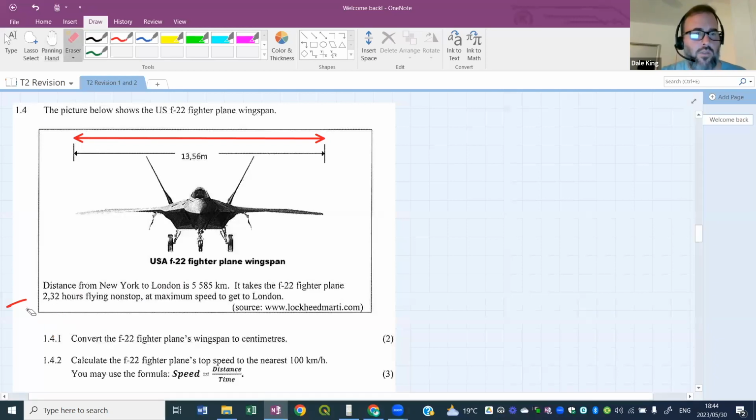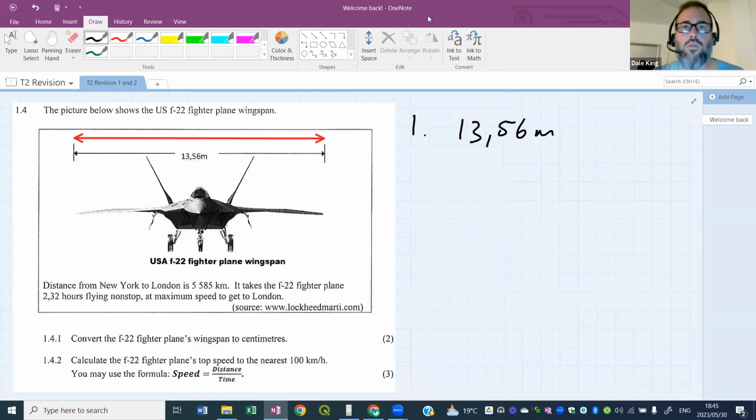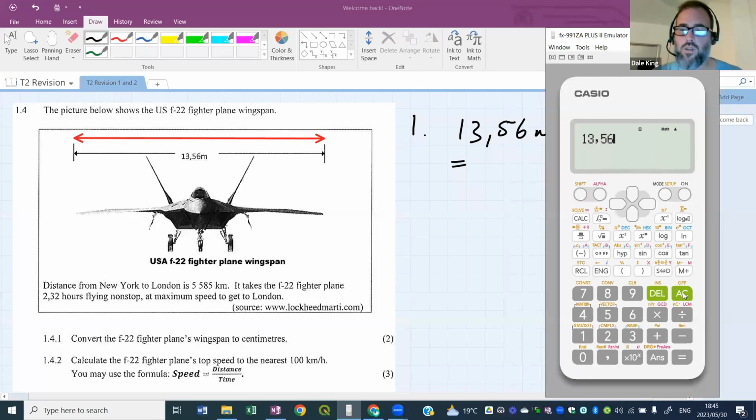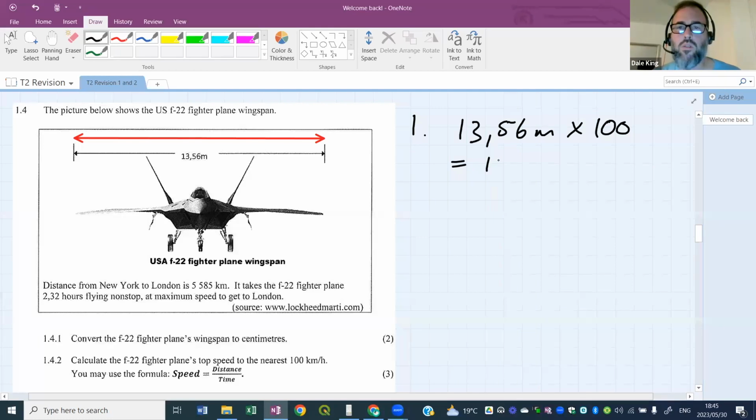All right. Let's see what the questions say. For 1.4.1, convert the fighter plane's wingspan into centimeters. All right, everyone should be able to do this one. Convert the wingspan, which is 13,56 meters, into centimeters. You should ask yourself, how many centimeters in a meter? Everyone should be able to answer that one. 1 meter has 100 centimeters. So if I've got 13,56 meters, I need to multiply that by 100. All right, 13,56 times 100. 1356. So 1356 centimeters. Yes, very good. Kia ora, Tilia, well done. Katleho, good job. So just multiplying by 100 because there are 100 centimeters in 1 meter.